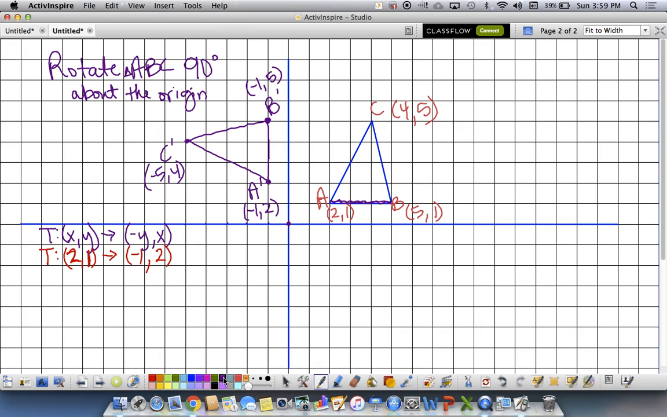So, does it make sense? If I had that pin in it and I turned it 90 degrees, and since I did not say clockwise or counterclockwise, then I'm just doing counterclockwise. That's what you're always going to assume. Okay?